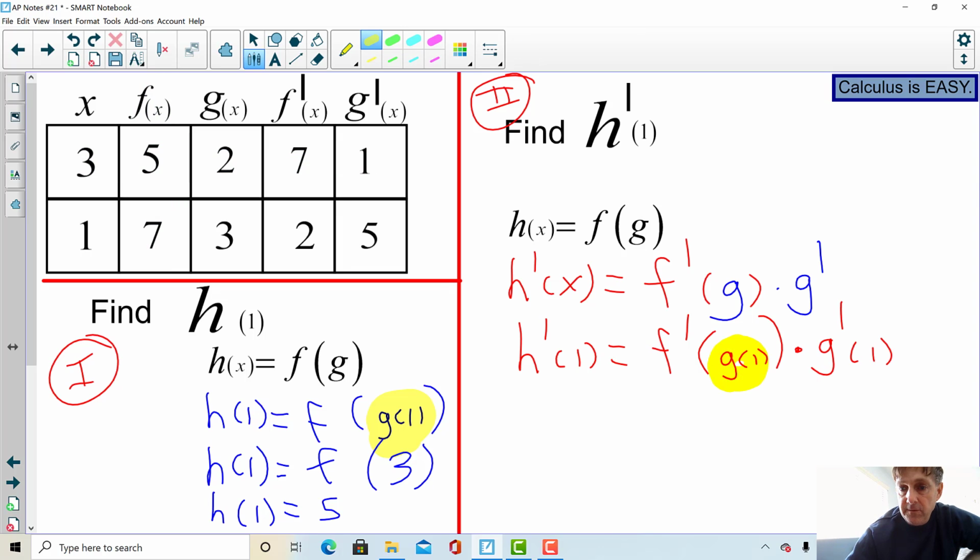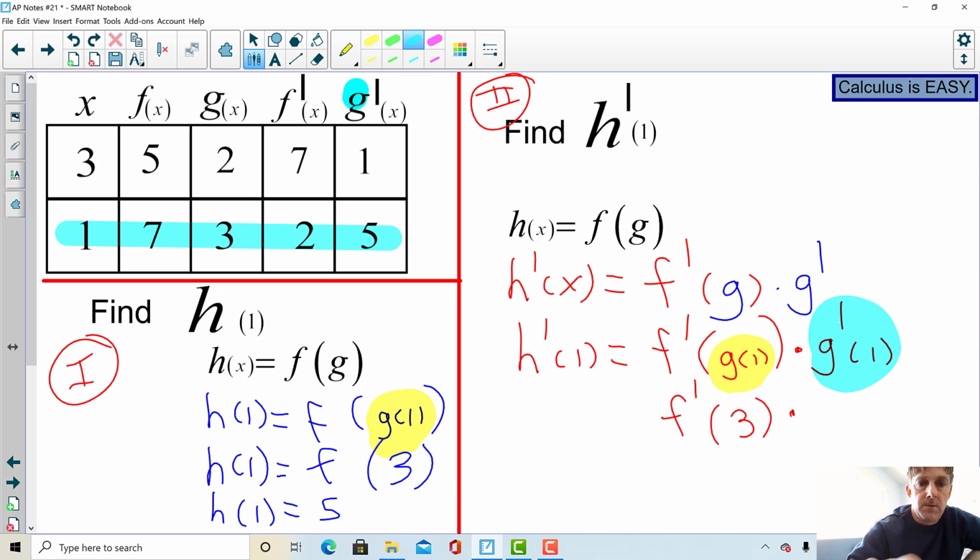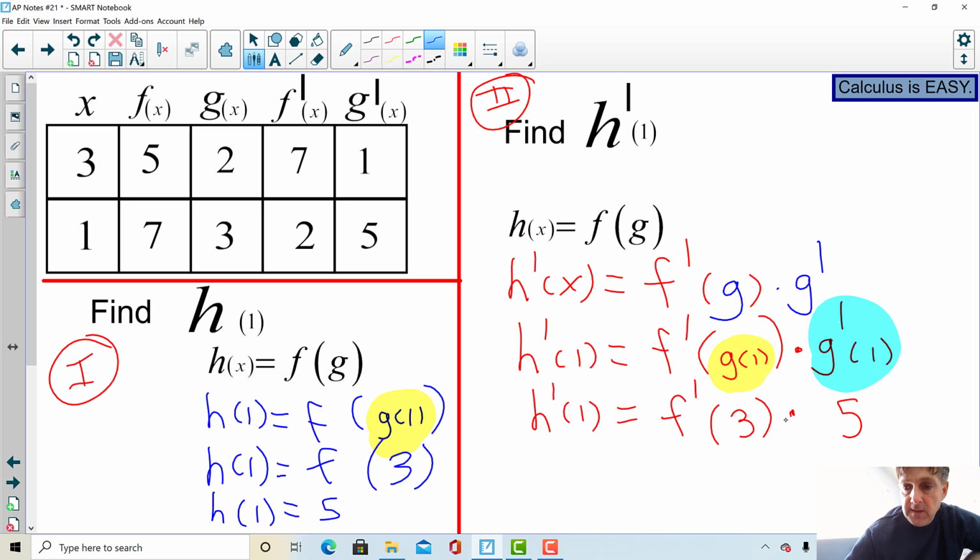And we're going to have to look at the table to find g of 1. G of 1 is 3. And we're going to have to look at the table to find g prime of 1. G prime of 1 is 5. And lastly, we need to find f prime of 3 from the table. F prime of 3 gives us 7. So final answer is 7 times 5, and that is 35.